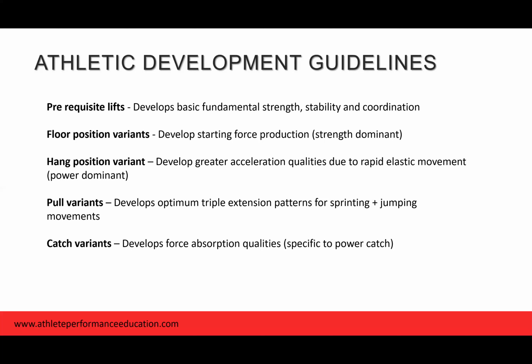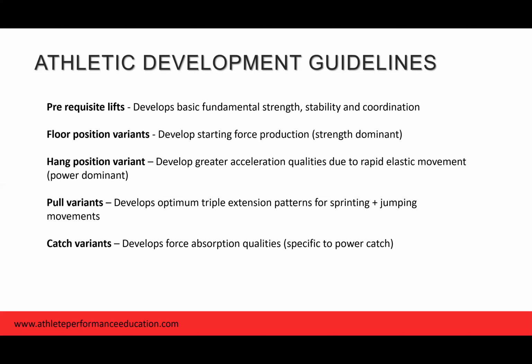Our hang position variants work to develop greater acceleration qualities due to their rapid elastic movement, so different to the floor position where we're coming over that starting inertia. This is causing us to use elastic or stretch shortening qualities where we're producing a dip and acceleration of movement. So if we think of the clean, we're starting from a tall position, a hang clean, and heading down to the knee quickly, creating a rapid eccentric movement and then extending rapidly concentric is going to help develop that acceleration, elastic qualities, explosive movements against momentum.